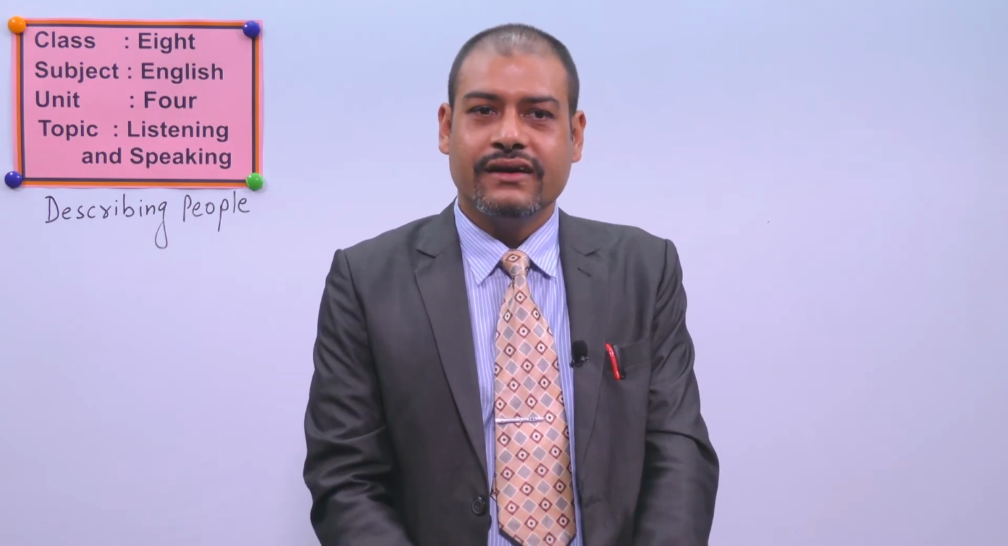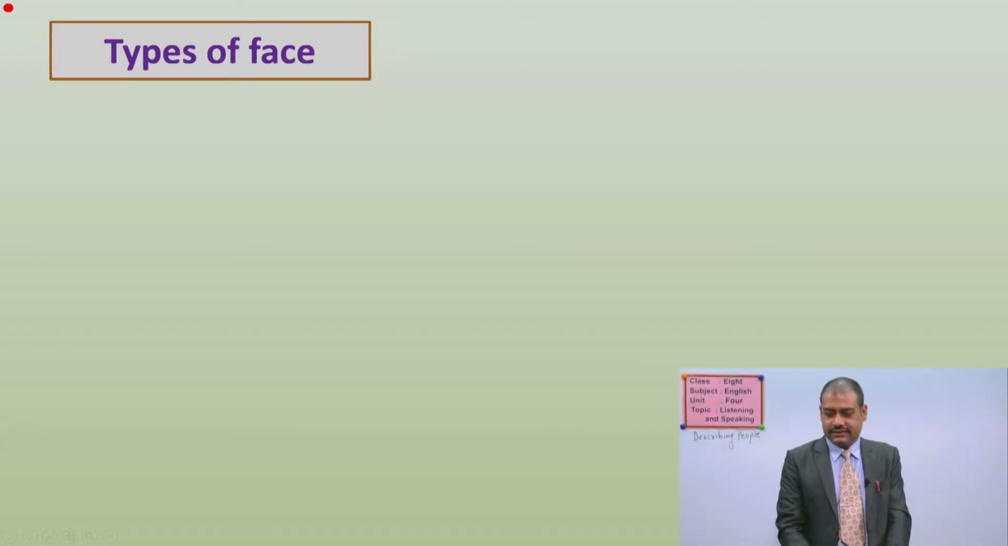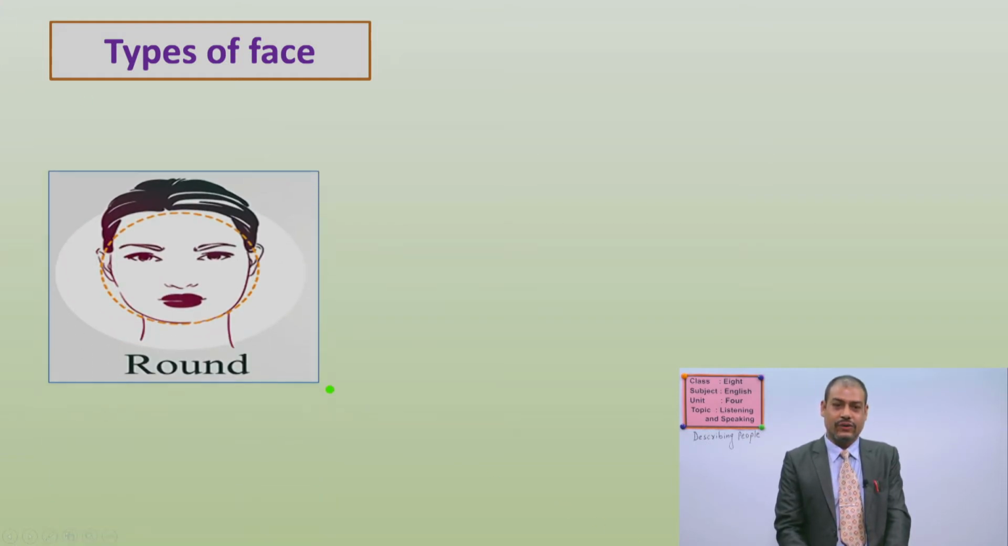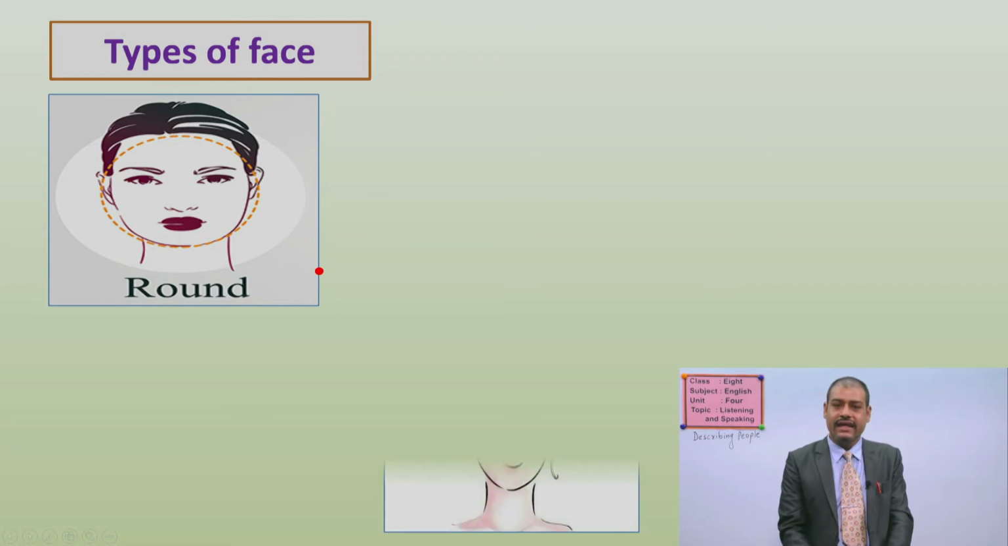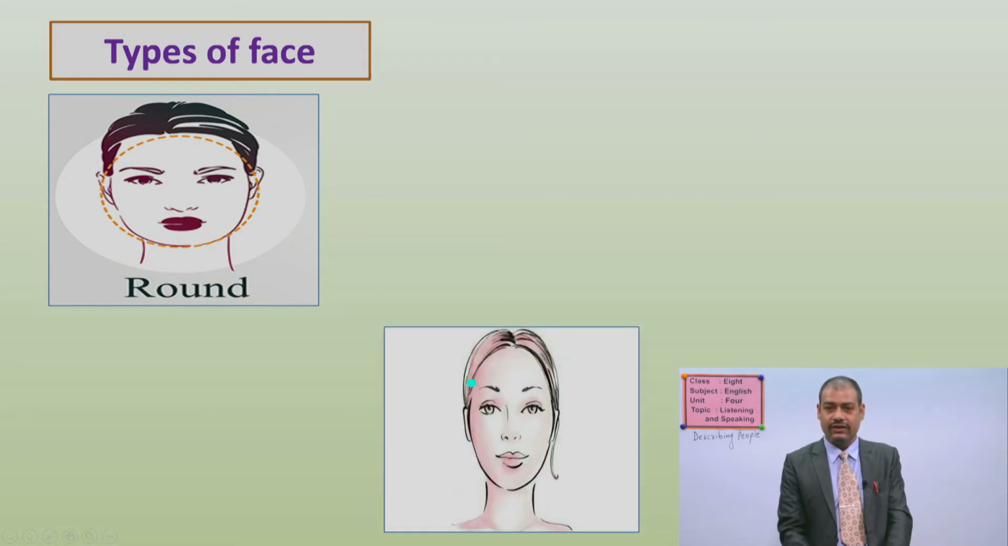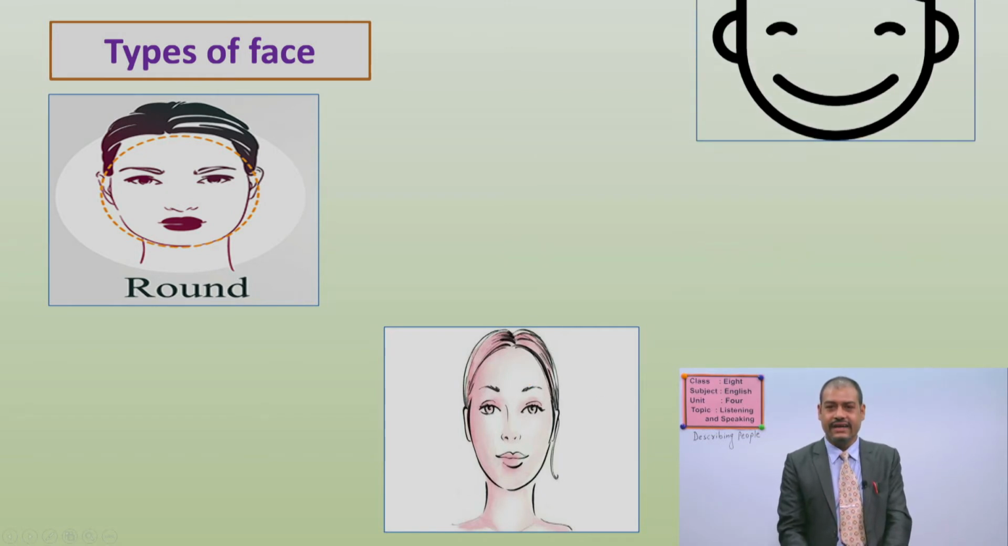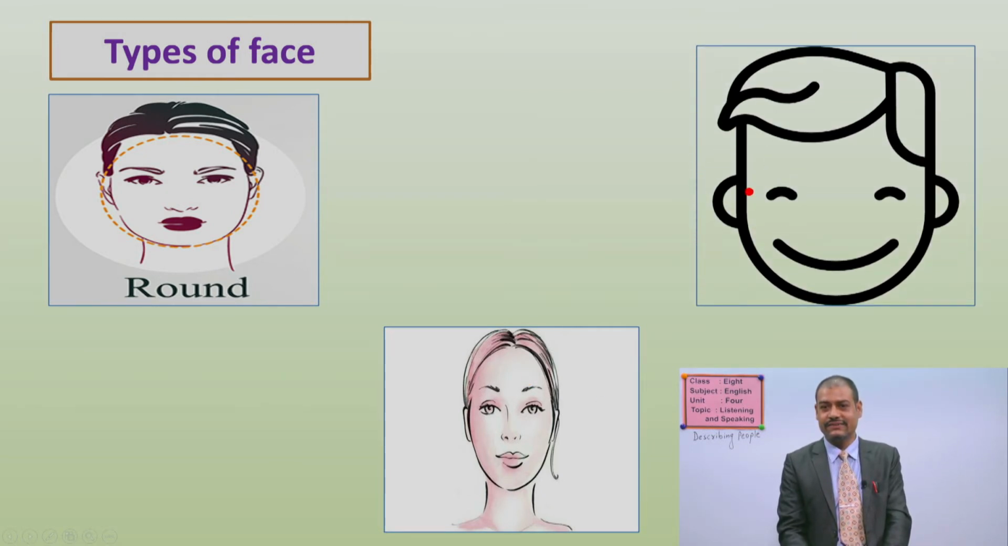Now, see, types of face. You can say, what type of face is this? Round. Look at, here is dotted line, no? Round type of face. So this face is described as round face. Then another face, see, oval. If you look at this cursor here, oval, like an egg. Then another broad one, see, from here to here, it's very broad.